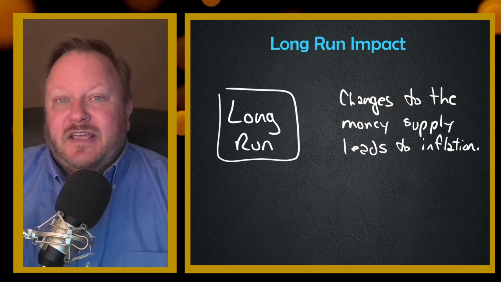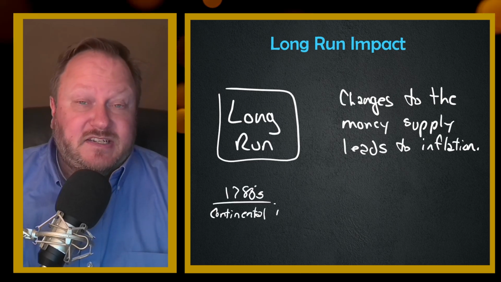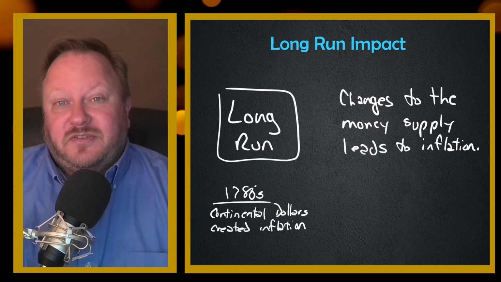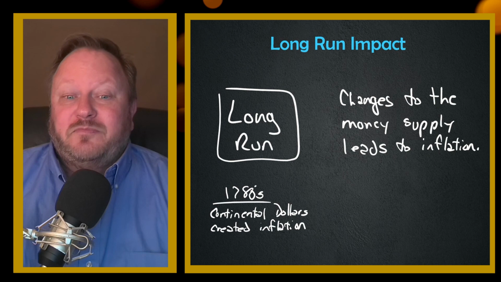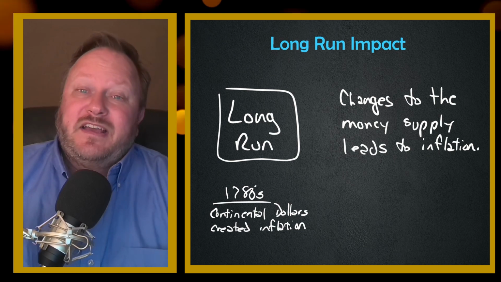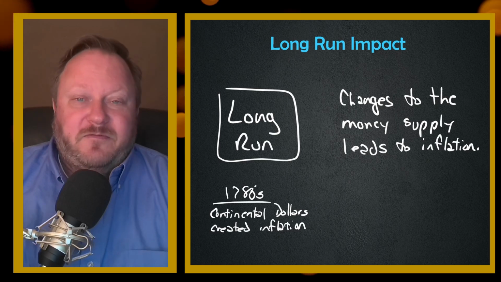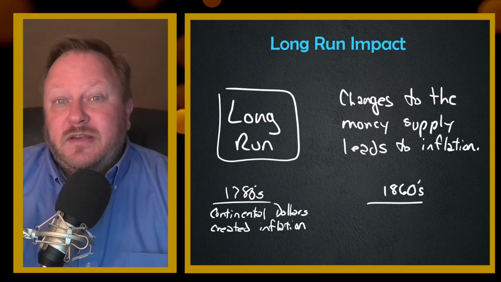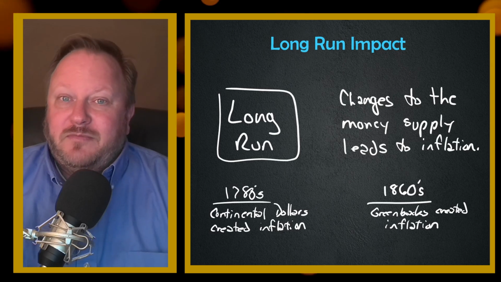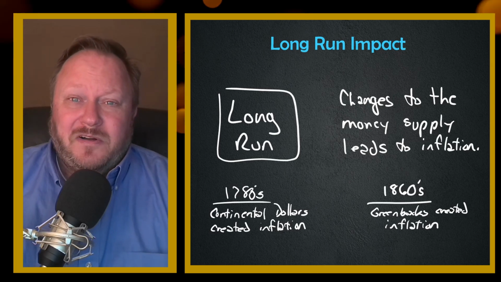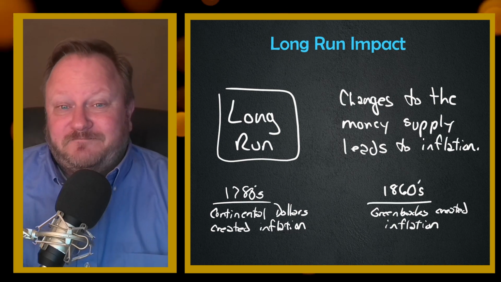What happens when, in the late 1700s, the Continental Congress decides to print continental dollars? Well, guess what? It leads to a sharp period of inflation early on in our nation's history. In the 1860s, when the federal government decides to print greenbacks to help put more currency into the economy to help offset the costs of the war, inflation begins to rise during that time as well.